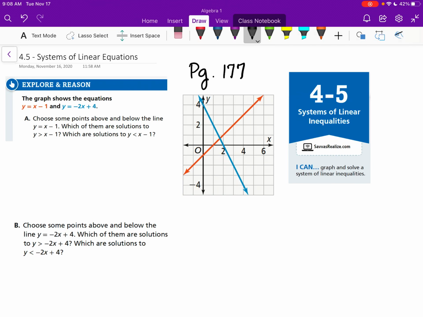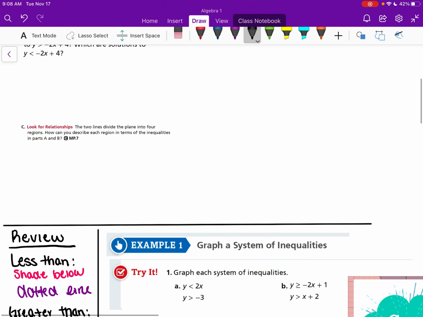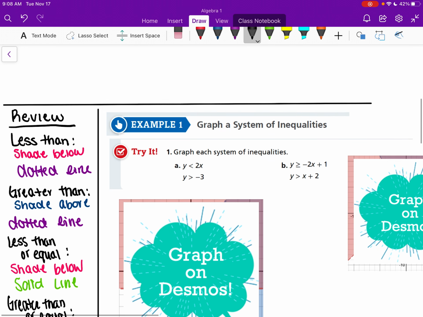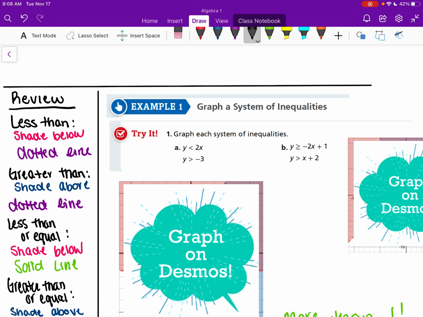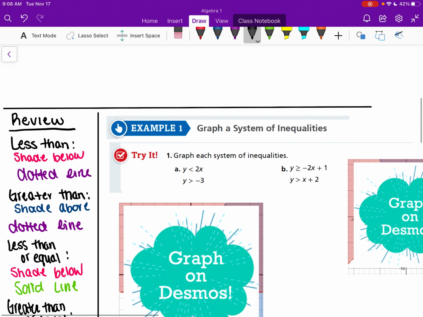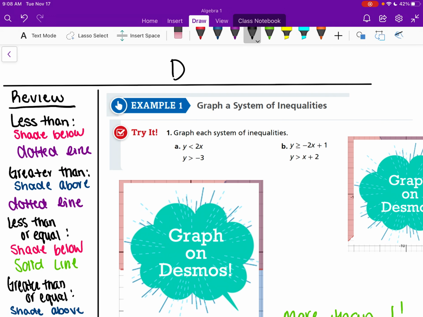Alright, you guys, section 4.5 starts on page 177, and we're going to jump straight into example 1. This section is when we combine our linear inequalities and we have systems of them, aka we have more than one. And once again, Desmos.com, DESMOS.com is going to be our best friend. You should go to that and go to that graphing calculator right now.